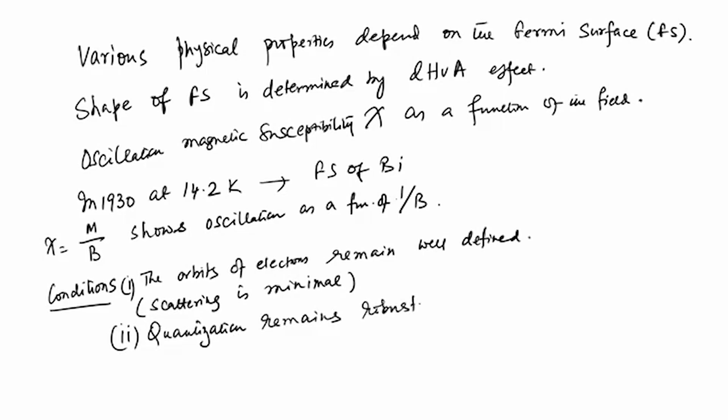So, these are quantization of the electronic orbits, and of course, we need two more things: a large magnetic field and small temperature.